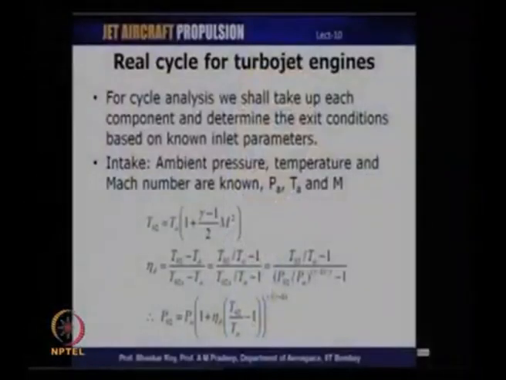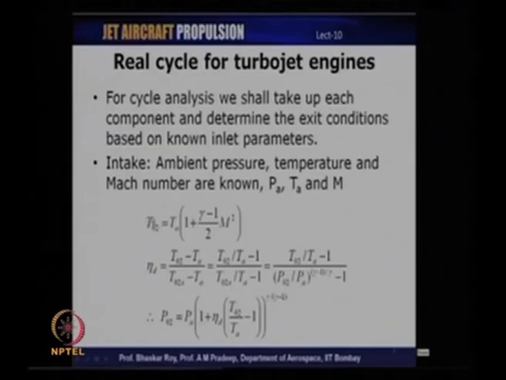We will take up each of these components one by one, and based on the parameters known for a particular component, we can determine the exit conditions of each of these components. The first component that we shall take up is the intake or the diffuser. For the diffuser, the ambient pressure and temperature as well as the Mach number would be known, because if the flight Mach number and the altitude are known, we can calculate the ambient pressure and temperature. Since the ambient pressure and temperature are known, we can calculate the corresponding stagnation temperature.